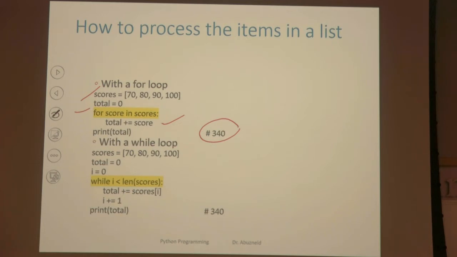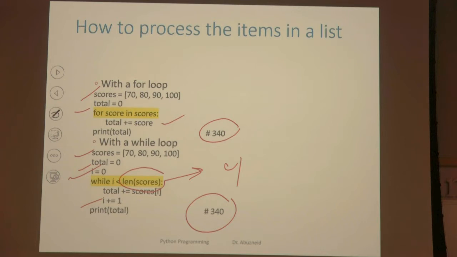Also, we could use a while loop, the same thing. This is scores, the total, and initiate i. While i is less than the length of the scores. So what is the length of the scores? This will give you how much? 4, right? So while i, which is 0 now, 0 less than 4, it will add the first score, then we add i, modify i, we'll loop again, until it equals 4, then we quit and we'll print the 340. So you could loop through the list, right?